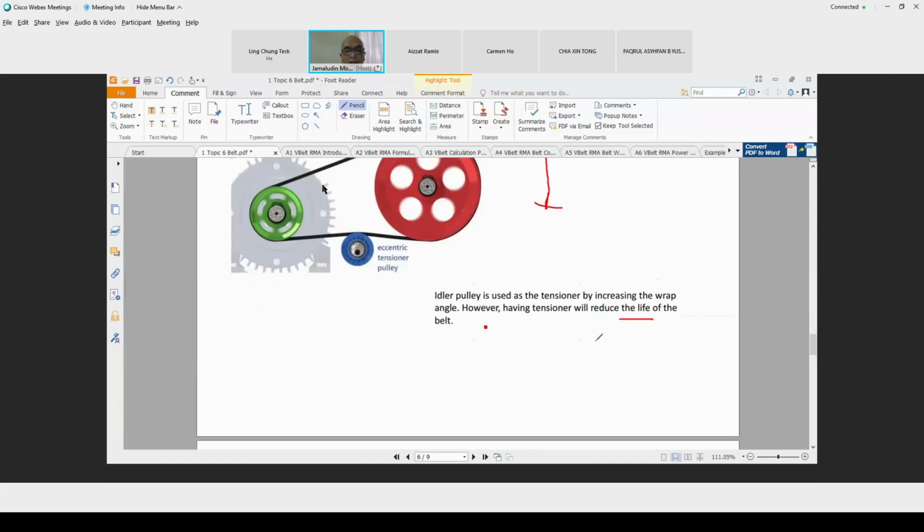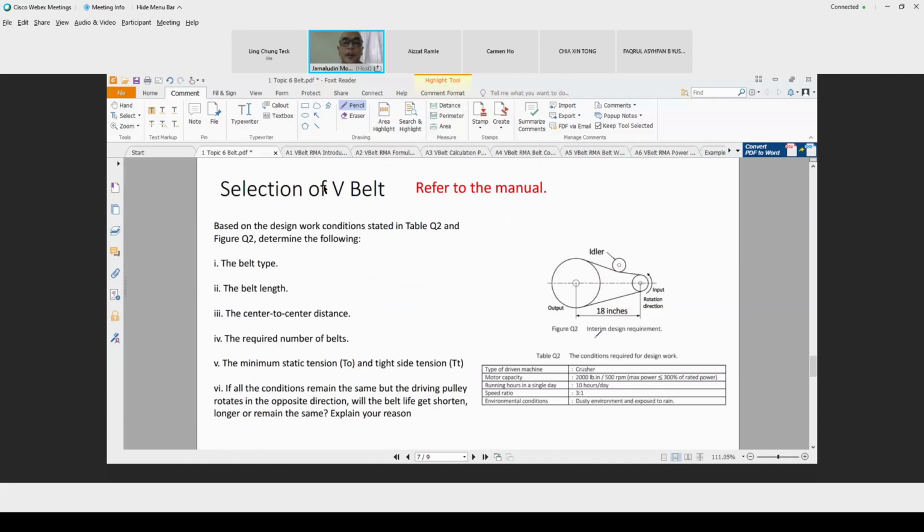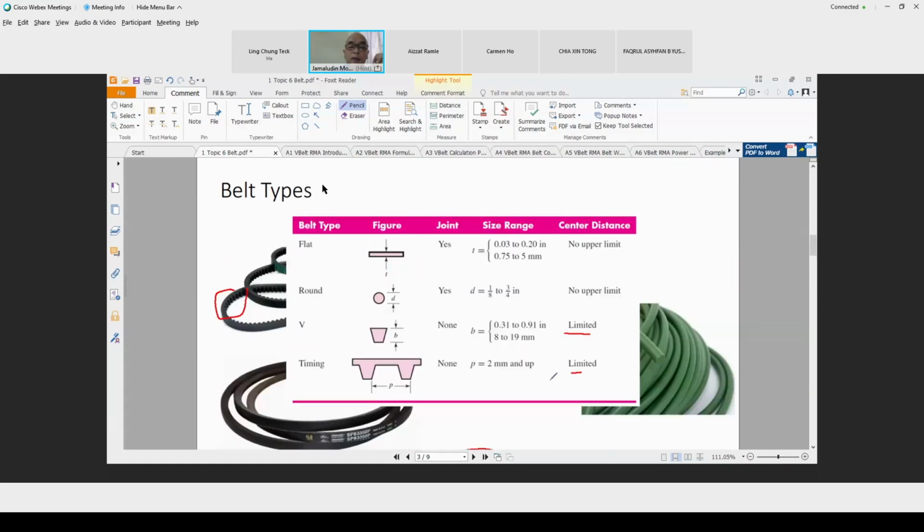Okay, we're going to go through how we select a belt from the manual. Hopefully you have this equation. You have the problem here. Based on the design, because in the test we just focus on the V belt, we don't have anything else. We just focus on the V belt, and in the manual we just focus on this example. You are so lucky, you have one example that will be used in the test as well.